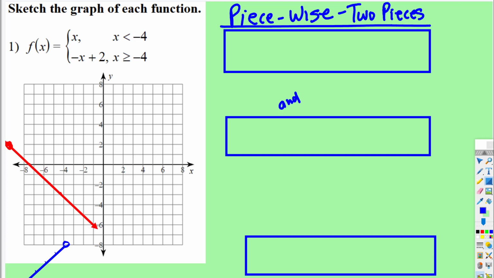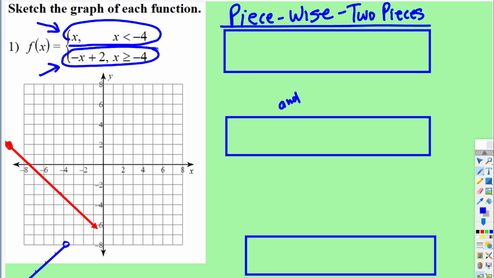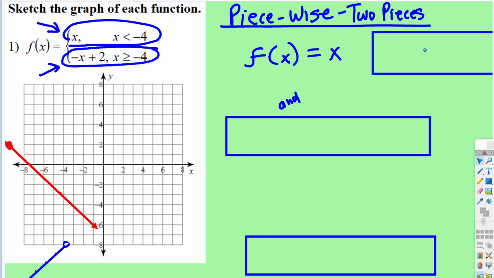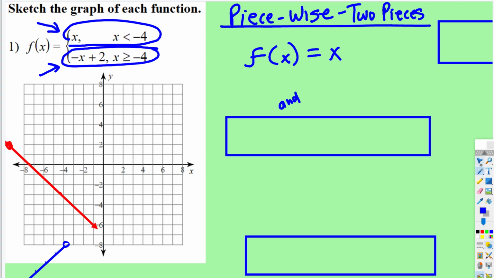Okay, now we're going to tackle something that's called piecewise function. It's because you have one function that is broken into two pieces. So look at what we have. We have this and we have that. The first one, f of x is equal to x, or y is equal to x.